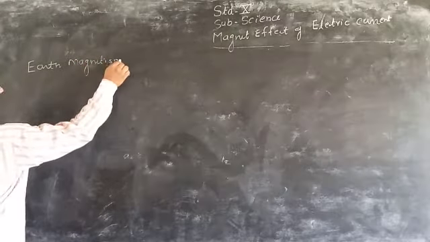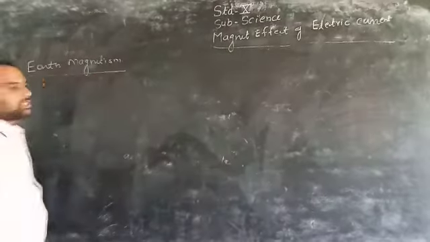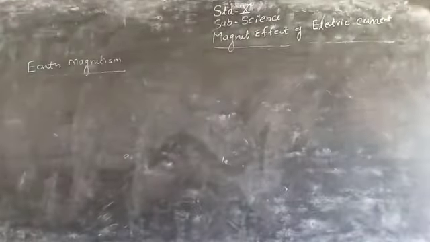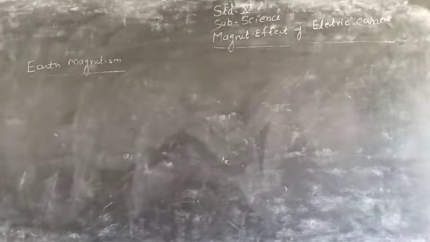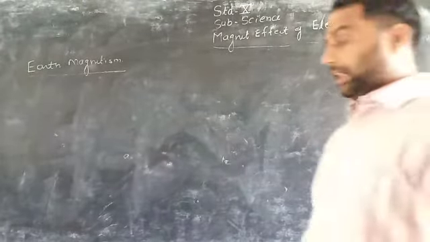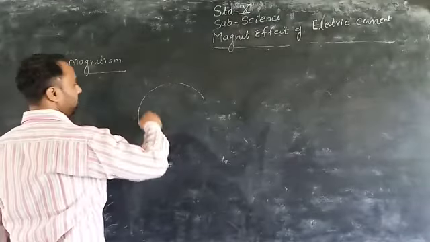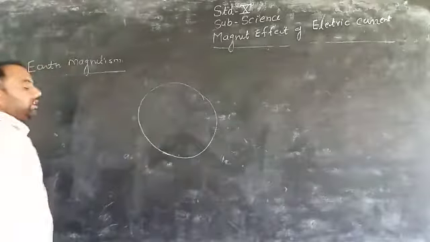Earth magnetism. In the previous chapter we discussed earth magnetism, how earth magnetism is created, and how the magnetism is produced inside the earth, the basic theory we discussed in the previous lectures.